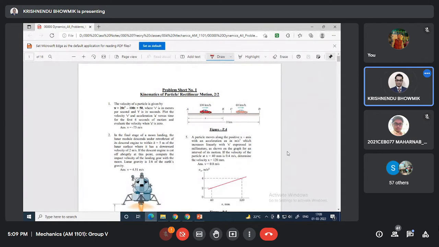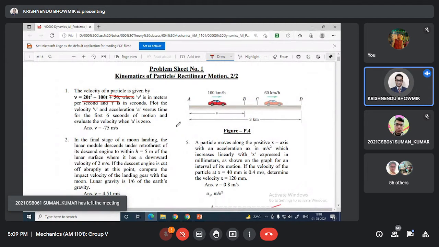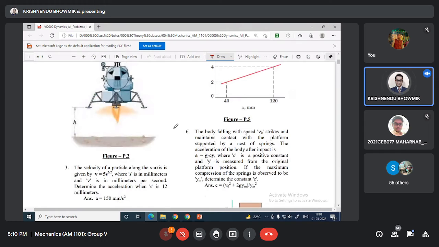Don't worry. So now it is told that the velocity of the particle is given by this expression. V is meter per second, t is second. Plot the velocity and acceleration versus time for the first 6 seconds of motion, and calculate the velocity when a is 0. So you know the v, what is the acceleration, dv dt. Whatever time is given, you put it in and you will get the answer correctly. Okay, you solve this. If you are facing some issue, I will help you to solve.